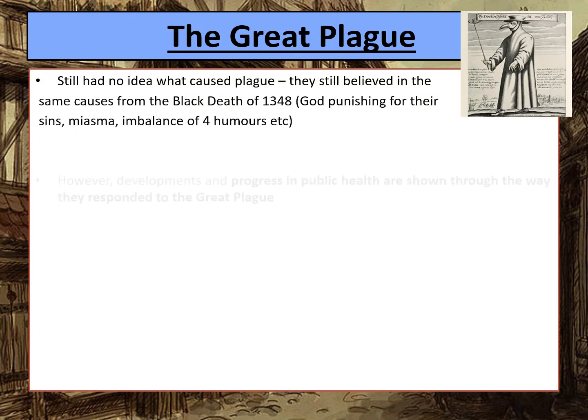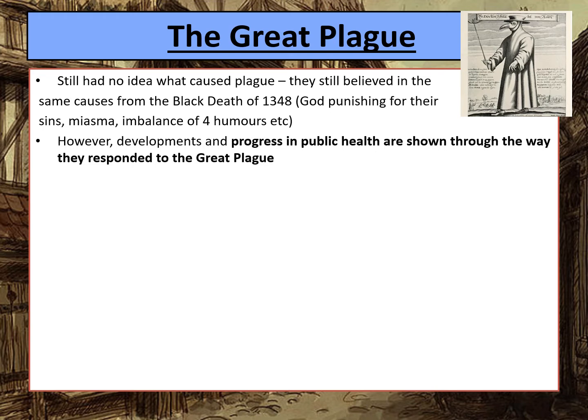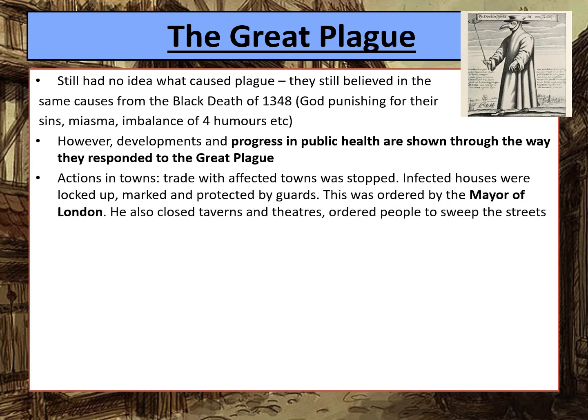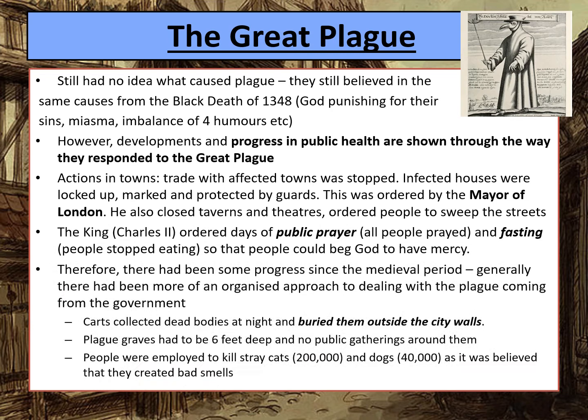The Great Plague is one of the key diseases that you need to know about for this early modern period. So I'm going to talk through what they understood about what caused it, and you're going to see that there's lots of similarities with what they believed when it came to the Black Death. So at this point in 1665, they still had no idea what actually caused the plague.